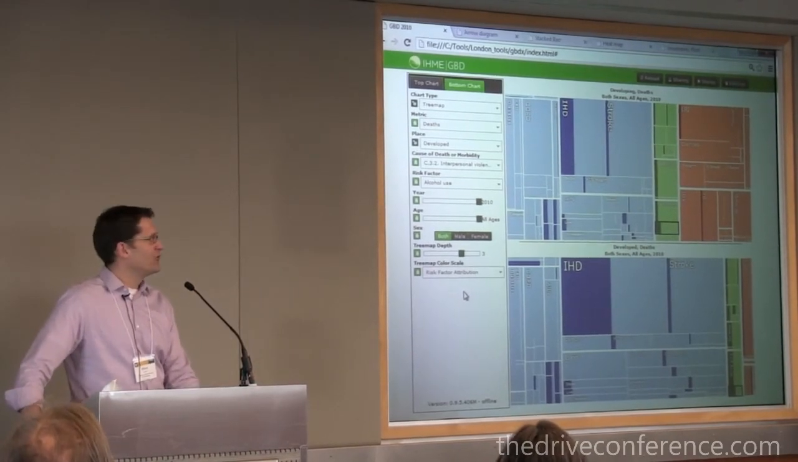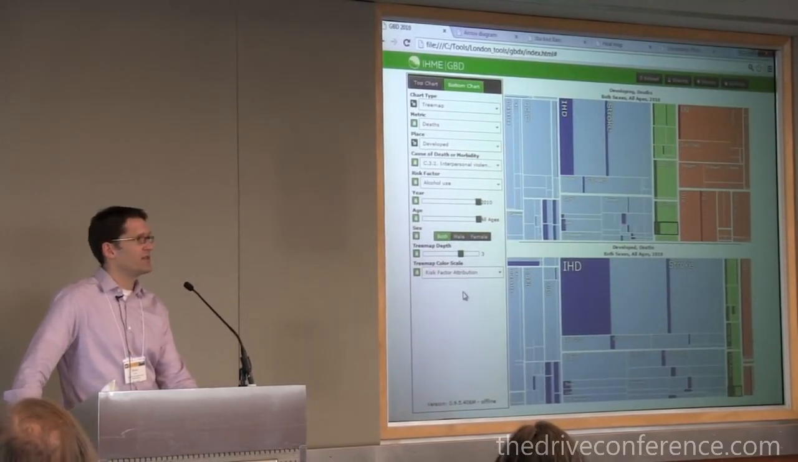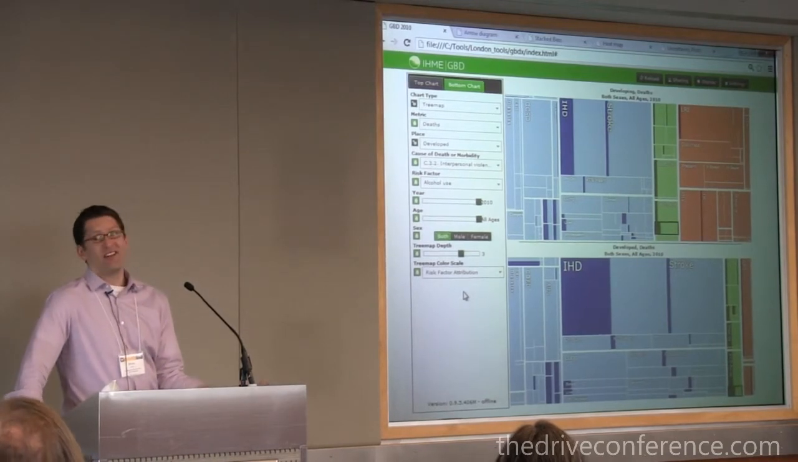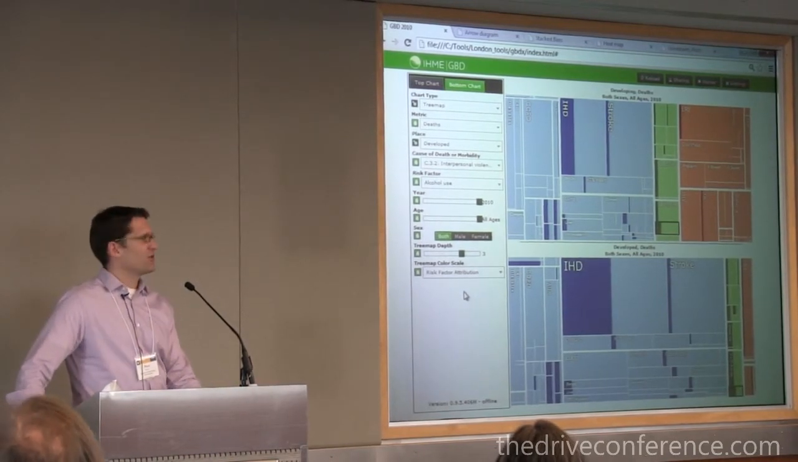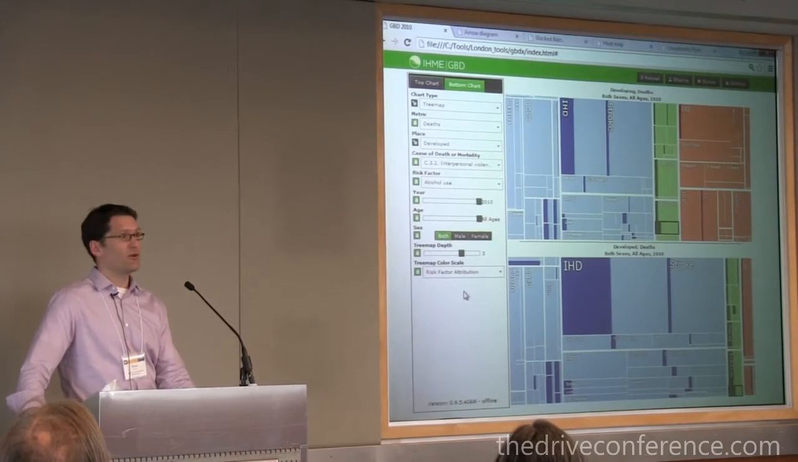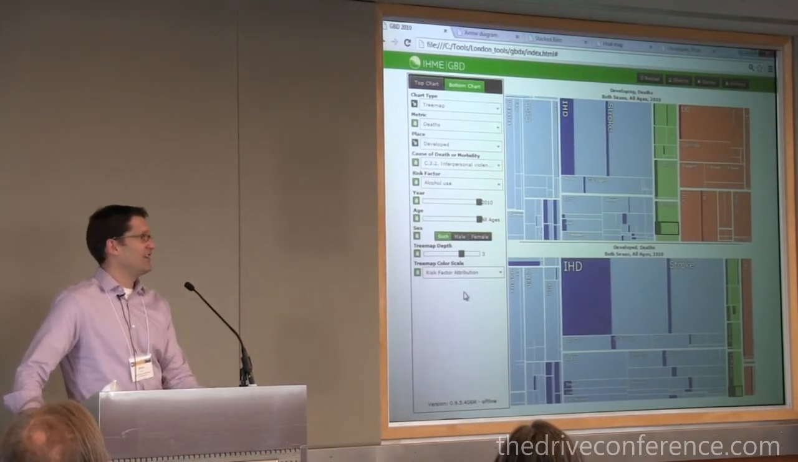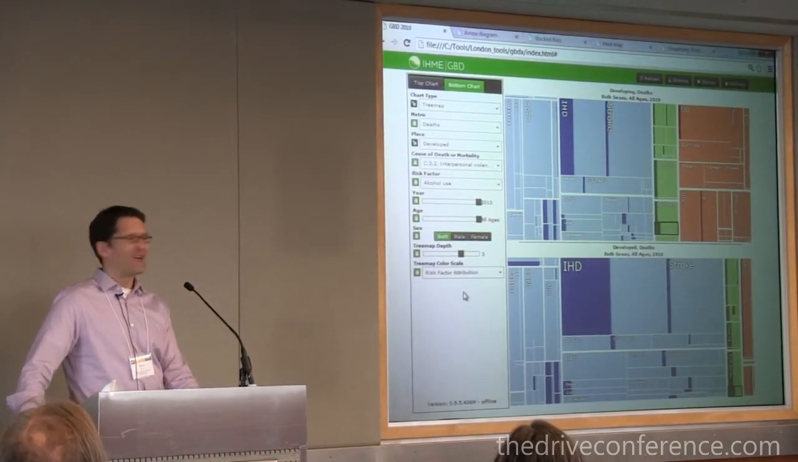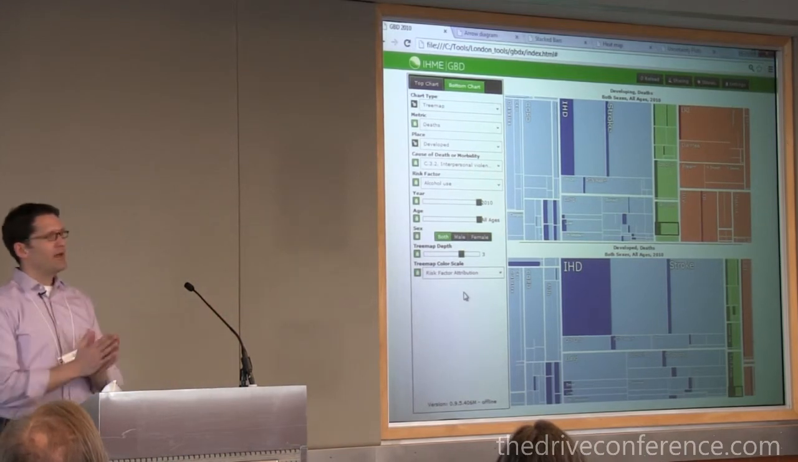NGOs that want to find new focus areas or focus countries. Actually, commercial entities, right? I can see payers or pharma companies saying, hey, how big a burden is IHD in China? Is it a market worth exploring? So it's a wide range of people.